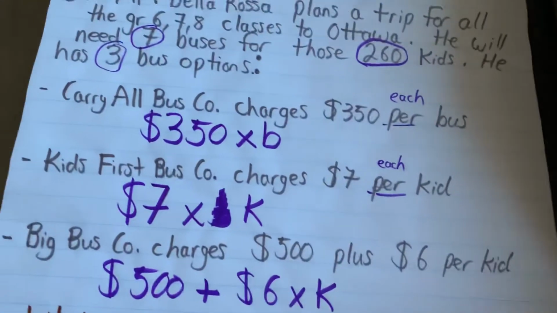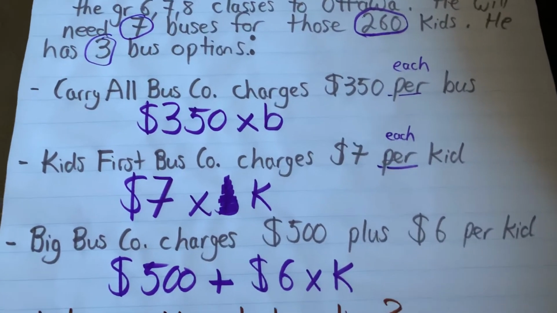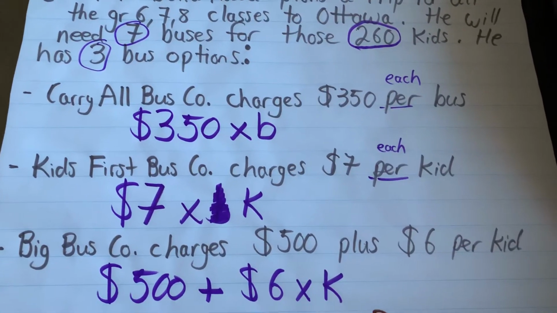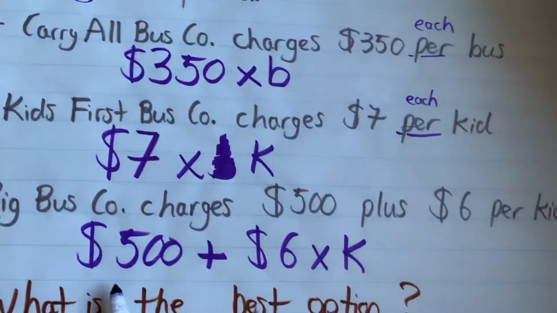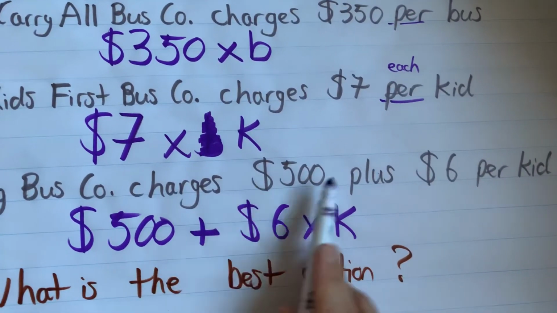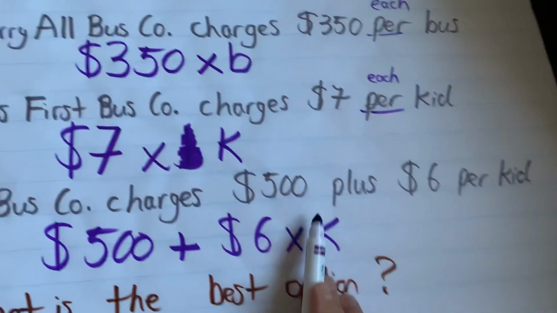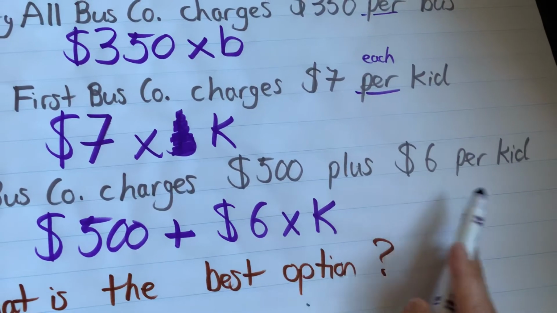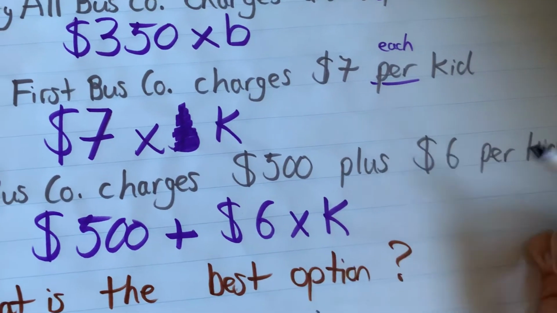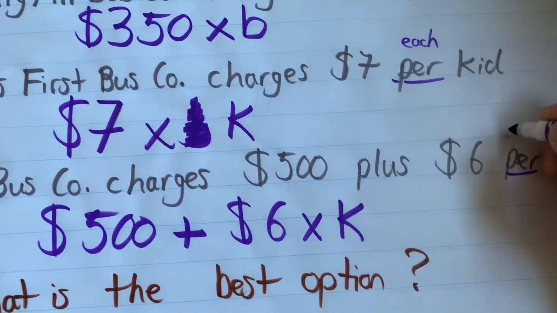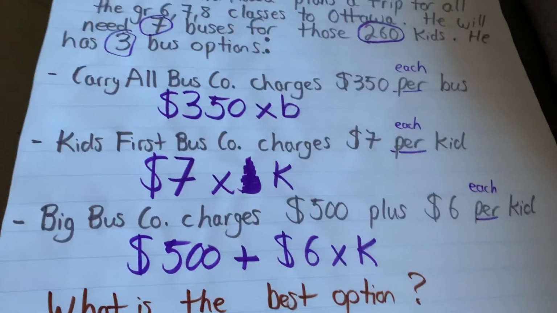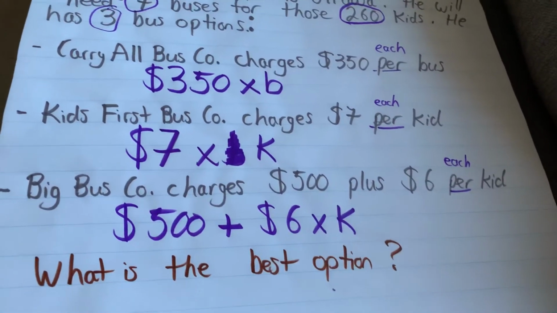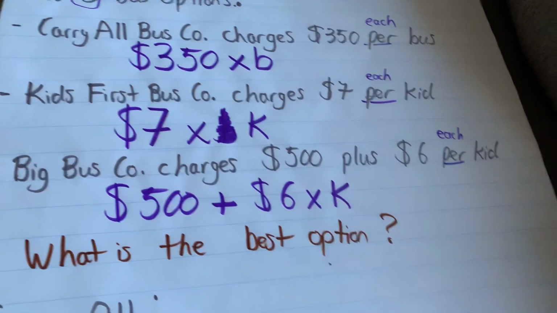The third company called Big Bus Company charges $500 plus $6 per kid. So in this case, there's my $500 plus the $6 per kid times K. Remember, per just means each. So what's the best option? These are my 3 choices. Which one should Mr. De La Rosa go with to plan our bus trip?